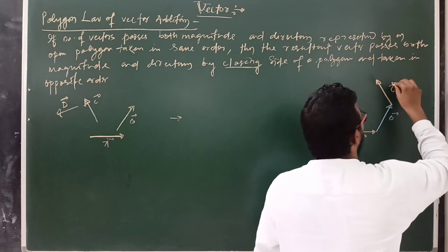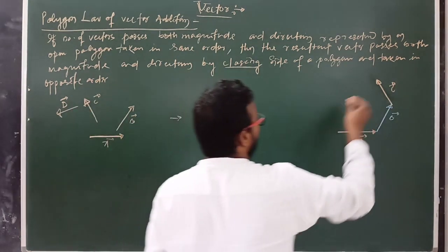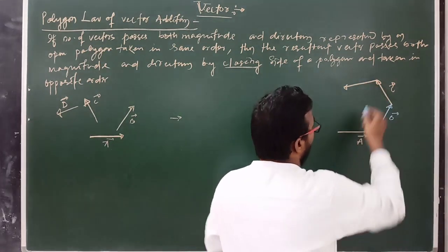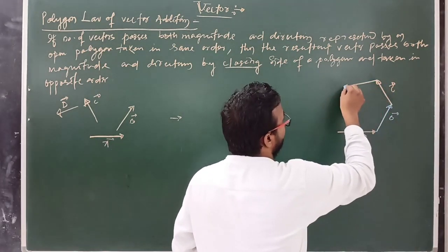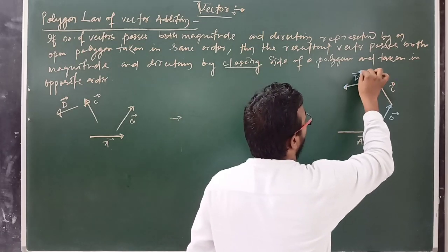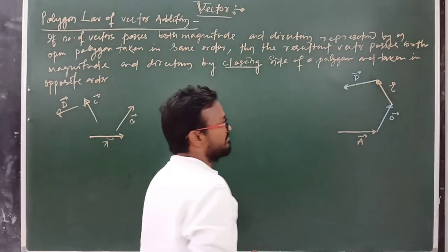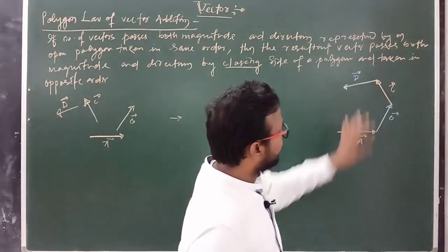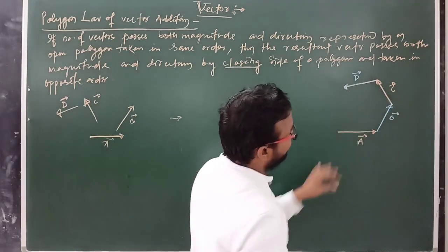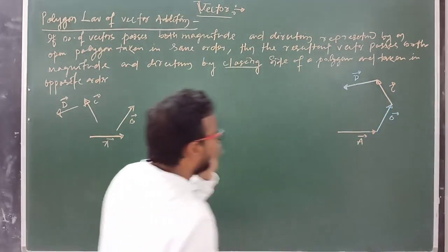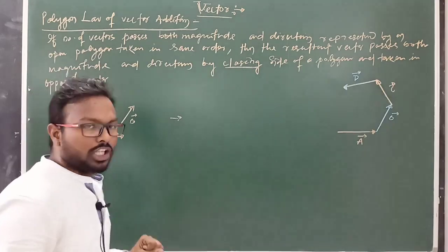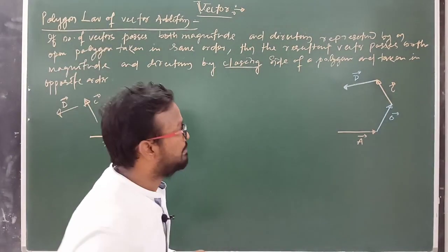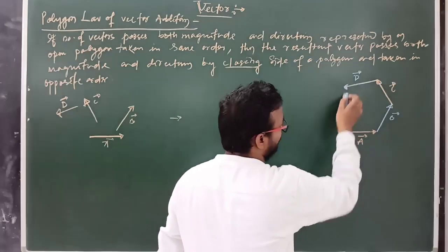Vector C in this direction, and another vector is vector D here, with this direction and magnitude, and these four vectors which represent both magnitude and direction form an open polygon. This is the open polygon case. Clear? Then at that time the resultant vector which possesses both magnitude and direction is represented by the closing side of the polygon. This is the closing side.